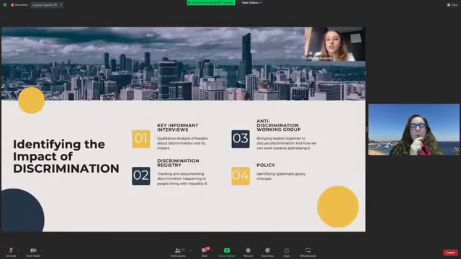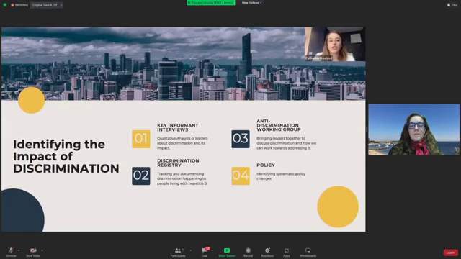To work on addressing discrimination in a strategic way, we've started a different process, first with key informant interviews, followed by collecting and documenting through a discrimination registry, followed by an anti-discrimination working group, and then policy change as the ultimate goal moving forward.